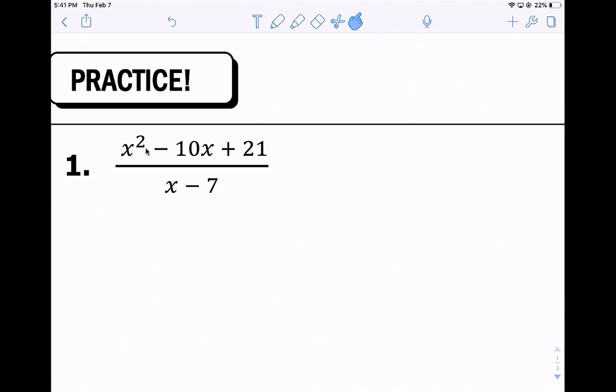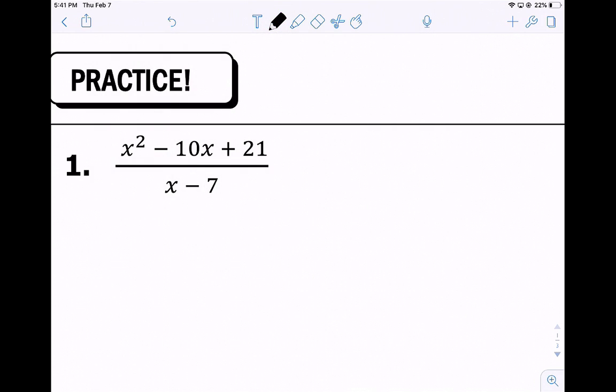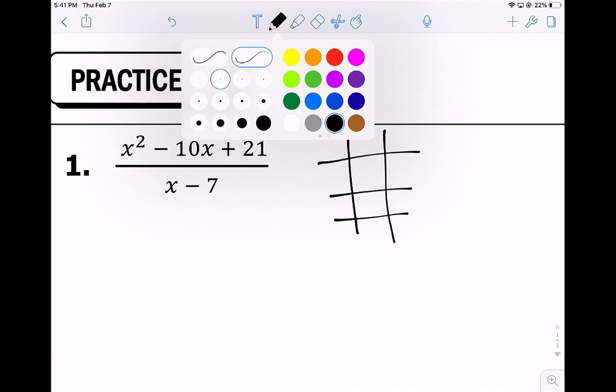So first, look for greatest common factor. There is no greatest common factor here. We go straight to tic-tac-toeing. We're going to tic-tac-toe this numerator, and we're going to use this denominator to help us out and see if that will get us closer to our answer. So I'm going to draw my tic-tac-toe grid. I do that because there is no greatest common factor, right? So we first look for greatest common factor.